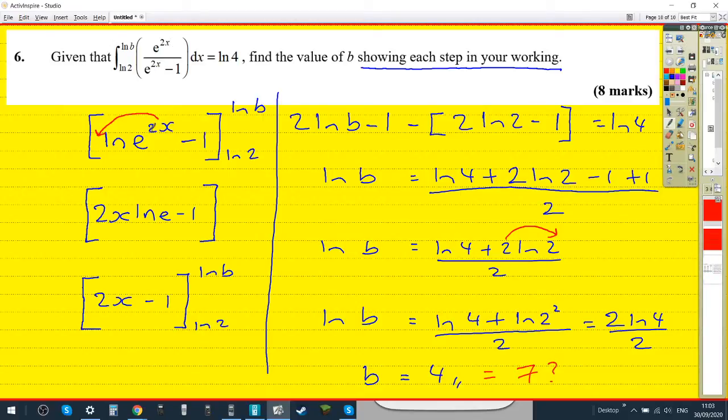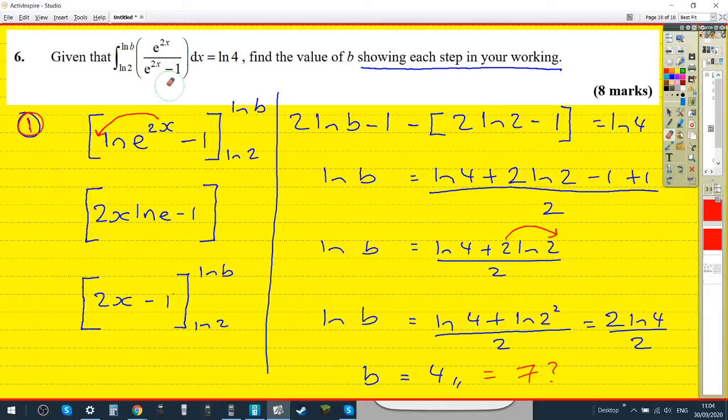So why was this integral ln e to the 2x minus 1? So we move the power to the front. No. So where did this come from? Step 1. We did e to the power of 2x over e to the 2x minus 1, and so we were able to turn it into ln e to the power of 2x minus 1. Sorry, I think I'm dead wrong. Am I? No, that's right.